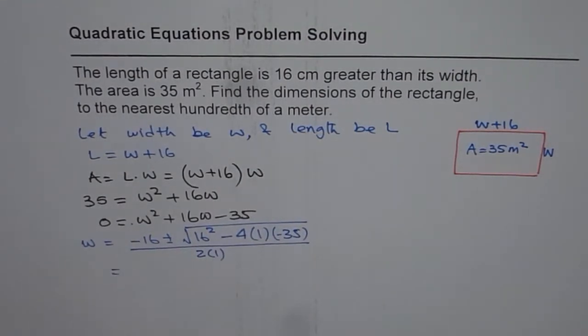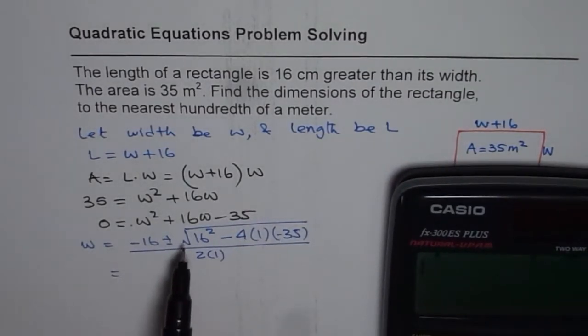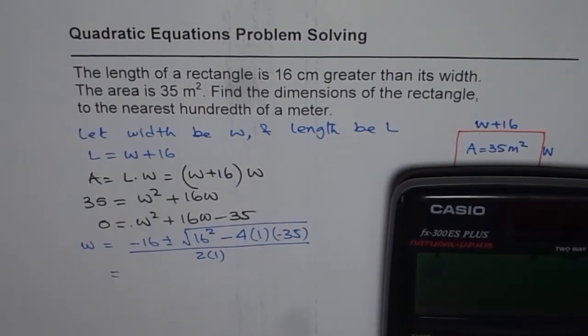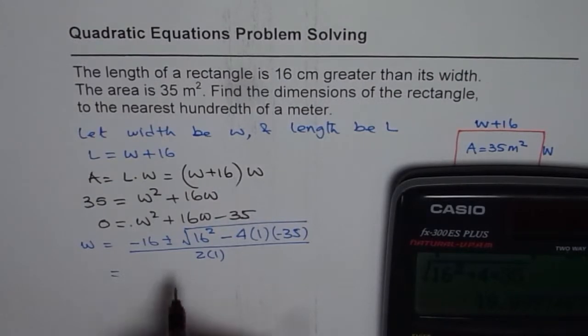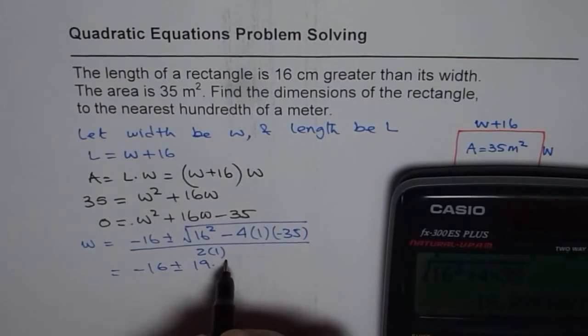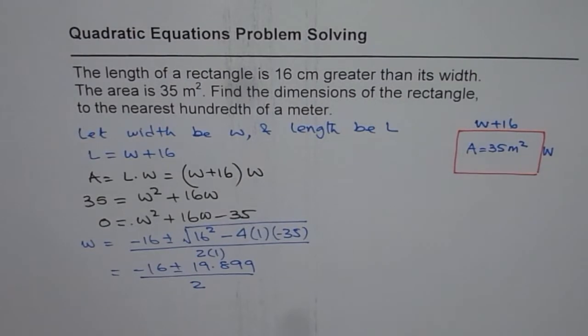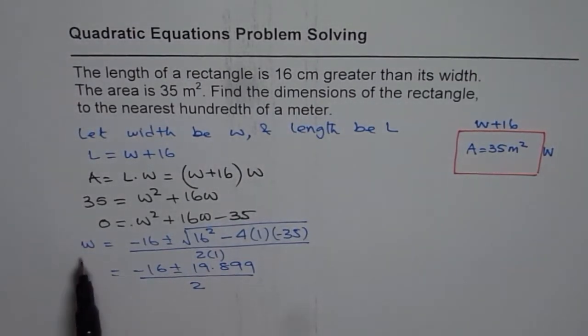Now we can use the calculator. Remember, minus and minus will make it plus, right? So let's calculate what is there within the square root. Within the square root, we have 16 square plus 4 times 35, and that gives us 6 square root 11. In decimals, 19.899. So we get 16 plus minus 19.899, divided by 2, correct? So that becomes the possible width.